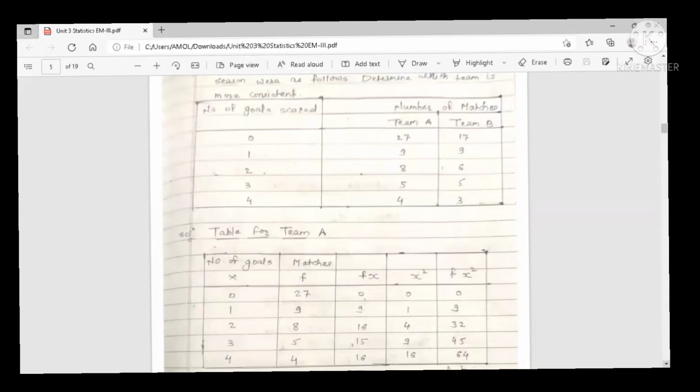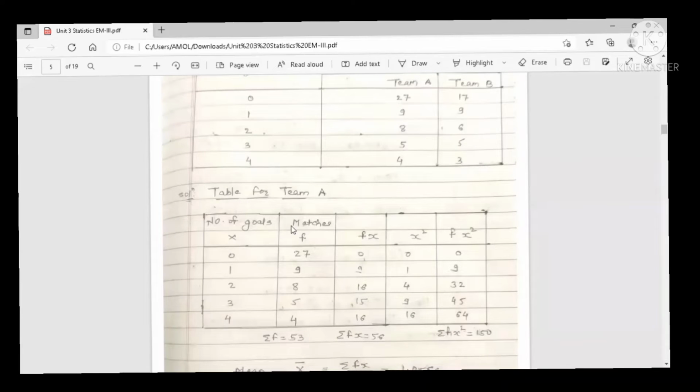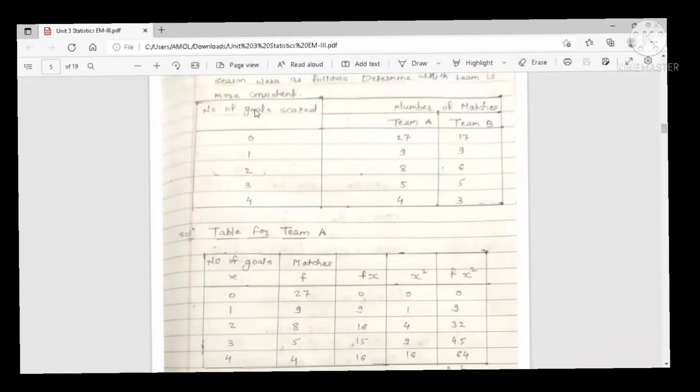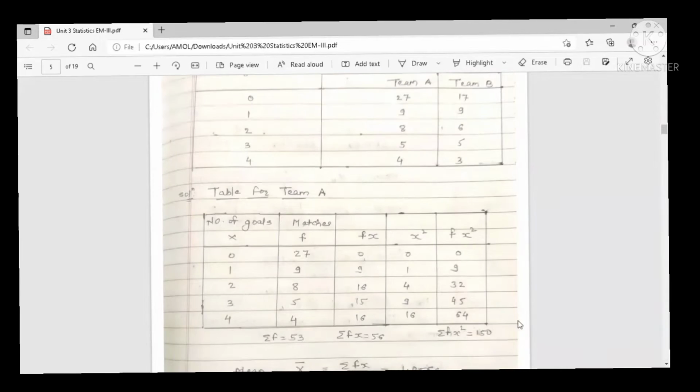So first, we are going to find the arithmetic mean, standard deviation, and CV, the coefficient of variation, for team A. Construct the table for team A from the given data. The first column is the number of goals, the variable X: 0, 1, 2, 3, 4, because in the given data the numbers of goals scored are 0, 1, 2, 3, 4.